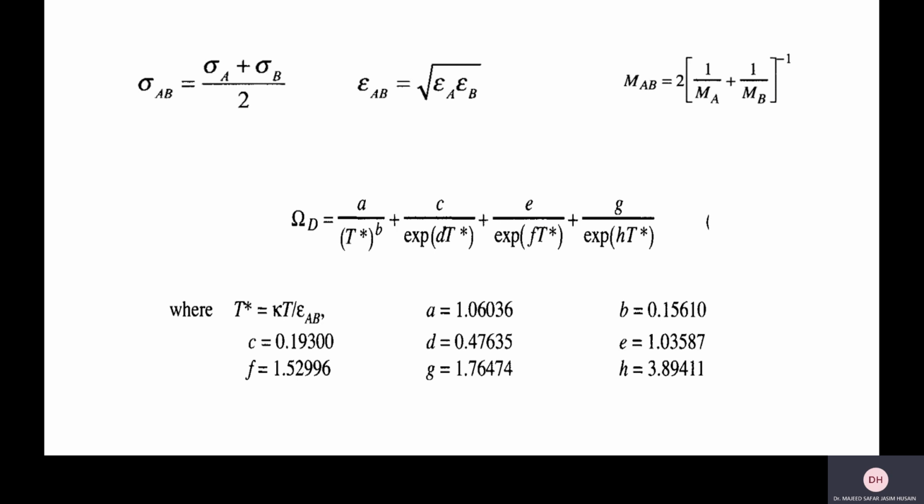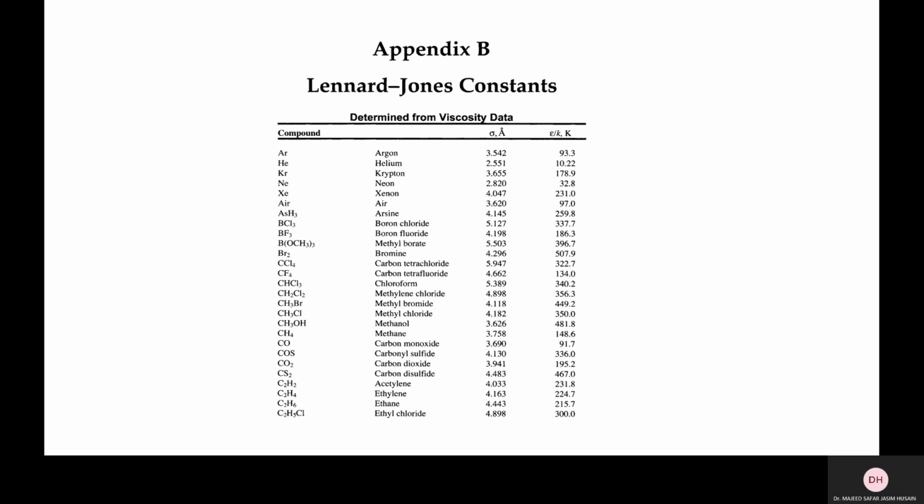Epsilon AB, look at the top line of the equations. Epsilon AB is equal to the square root of epsilon A multiplied by epsilon B. So what are the values of epsilon A and epsilon B? One of them is easy, which is the air. Again, you come to this table and you'll see the air. The epsilon divided by K, in units of Kelvin, is 97 for air. So you take it from the table, straightforward. So that's epsilon B divided by K.